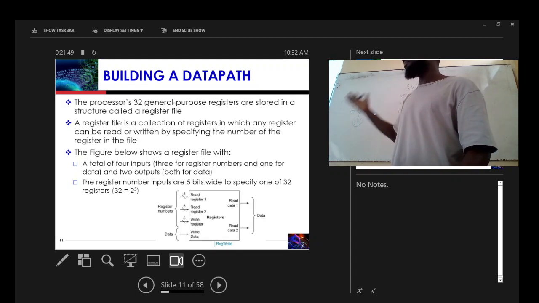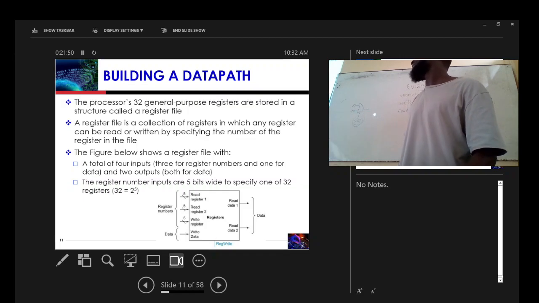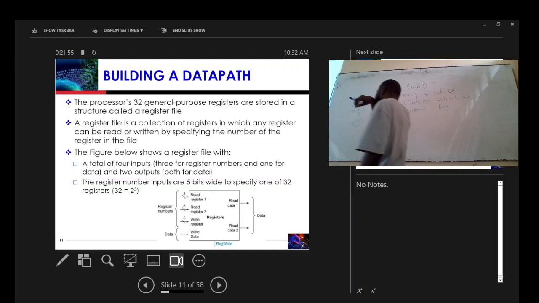Our next part is the register file. I've explained this thing. So what is the number of bits here, at the write data port? So this is the write data port, right? So what is the number of bits here?